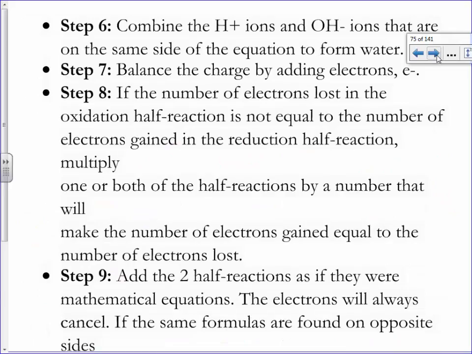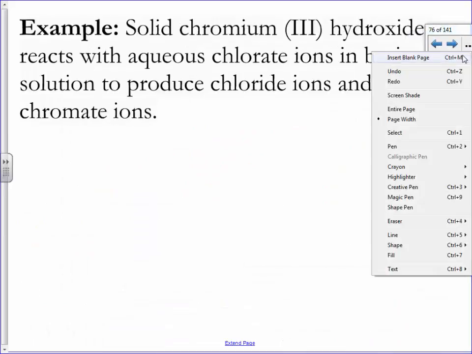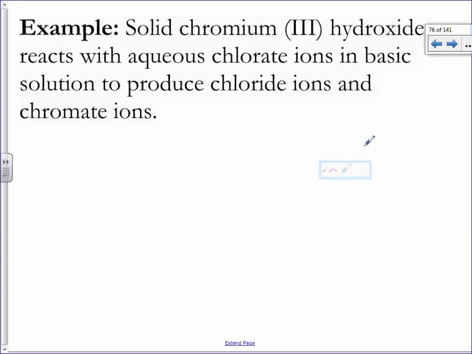So let's try another example here. Basically start the same way we just did. Let's try to figure out what logically fits together. So it says you've got solid chromium 3 hydroxide. Well, chromium 3 hydroxide will be Cr(OH)3 solid.